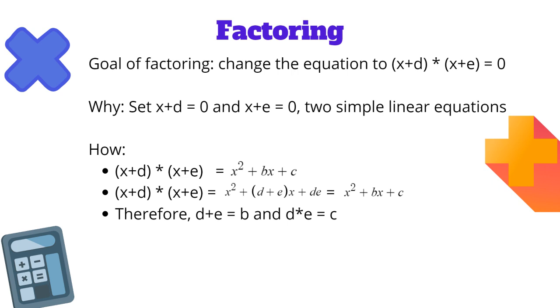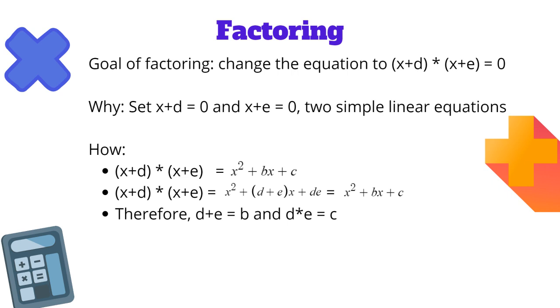Now, the reason why we do this is because if we can factor our equation to look something like that, we'll simply get two equations, x plus d equals 0, and x plus e equals 0. And both of them are simple linear equations. And the reason why we can do that is because if we're multiplying two quantities together and that's equal to 0, that means one of those quantities has to equal 0. And when we get those two simple linear equations, we can simply solve for x.